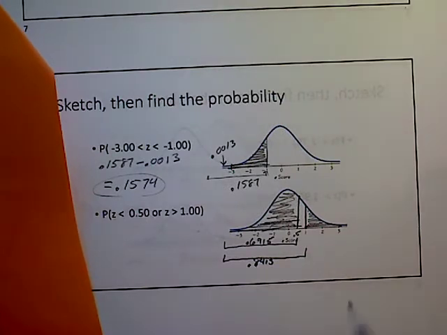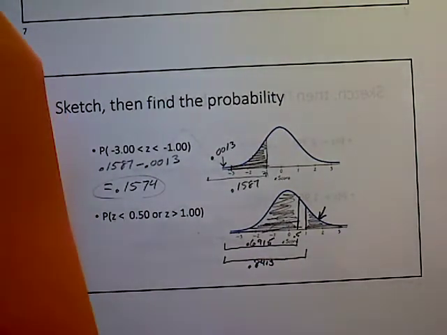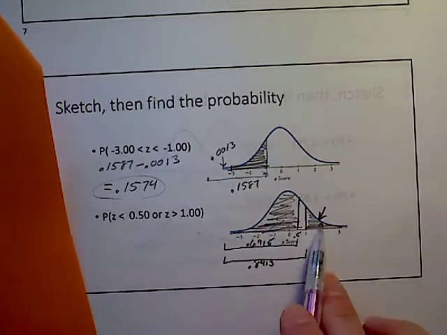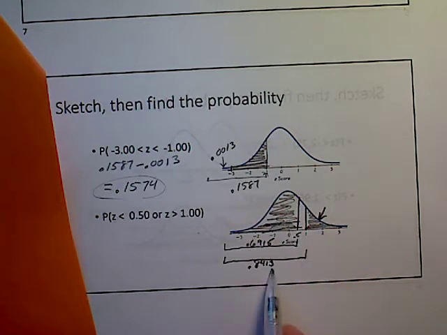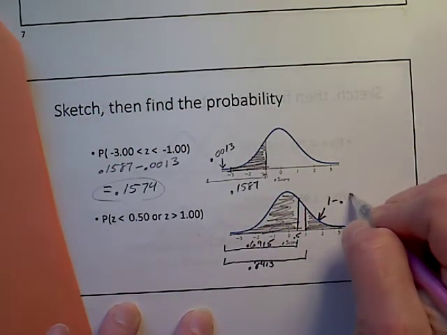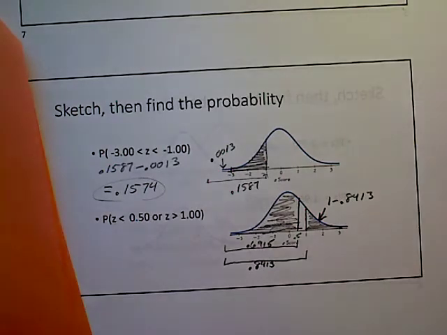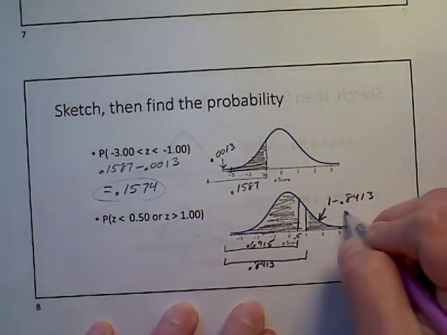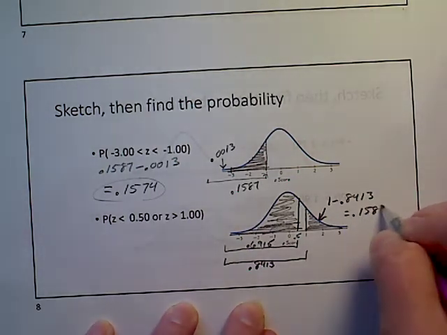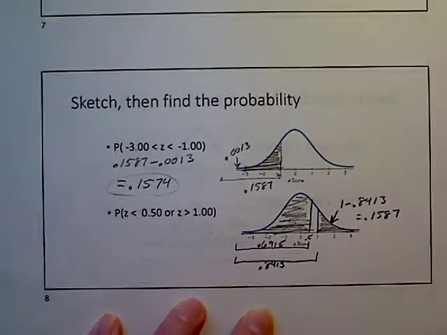Okay? What does that mean for this area? I need these two areas together. So I have this one, I need this one. Complement, do 1 minus 0.8413, and that will give you that area. That is 0.1587.